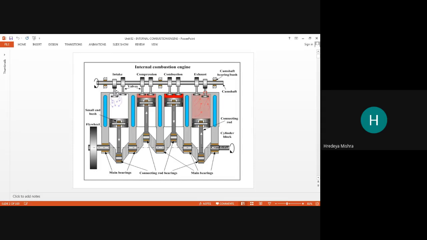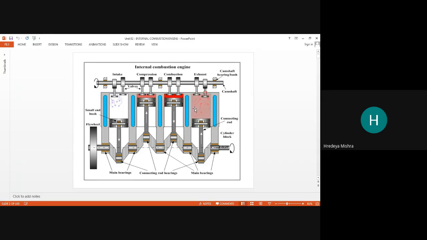Here, see, this is the intake position. So here we can say that the fuel and air mixture enter the combustion chamber. This is the combustion chamber. And this is the compression. So this is the 4-stroke IC engine. See, first stroke, second stroke, third stroke, and fourth stroke.